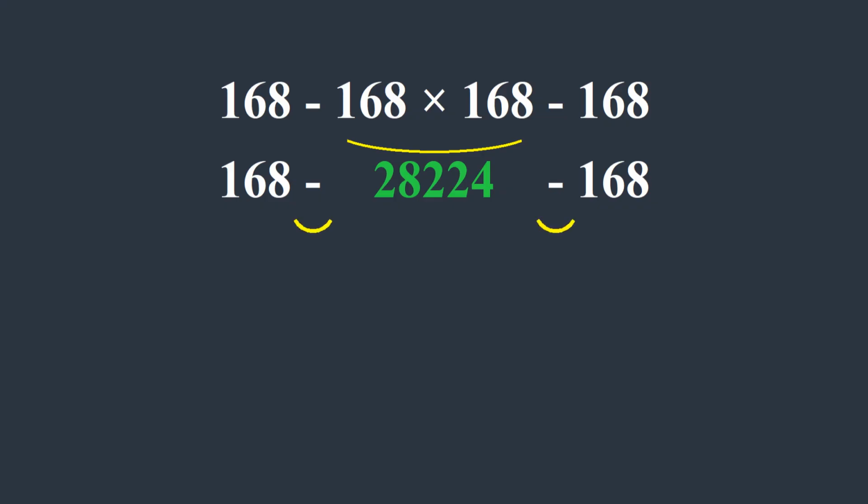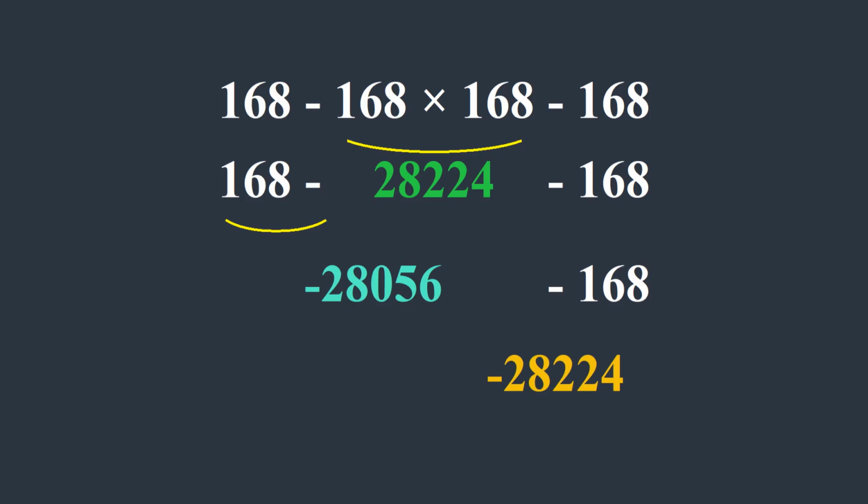So 168 minus 28,224, which equals minus 28,056. So we have minus 28,056 minus 168, which equals minus 28,224. And this is our final answer for this problem.